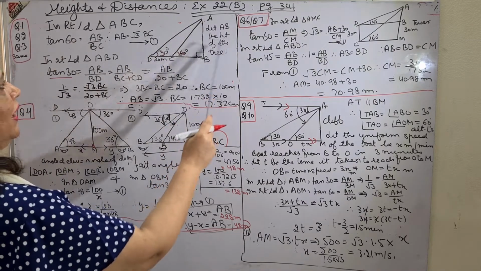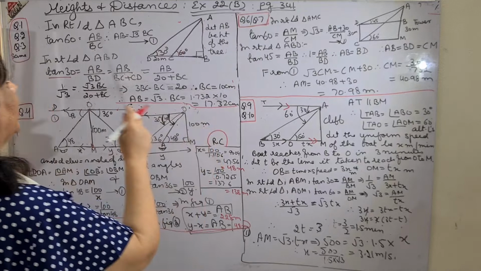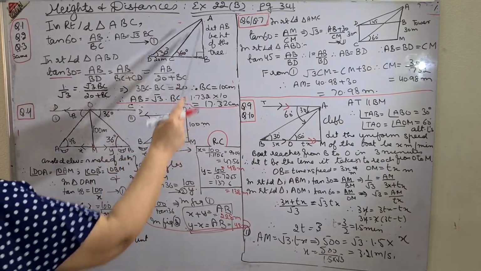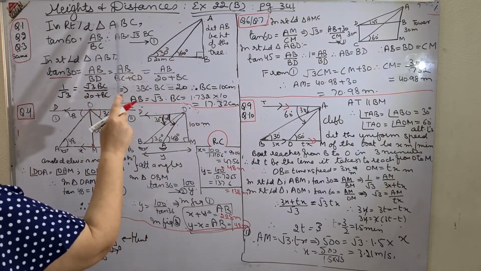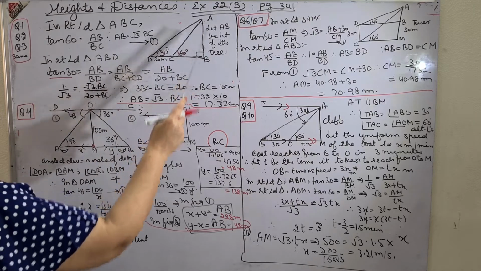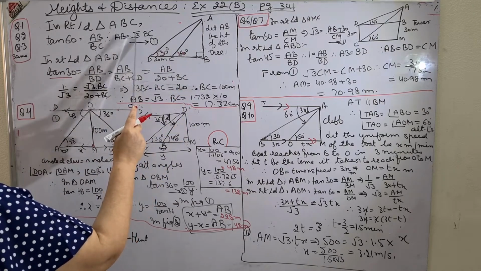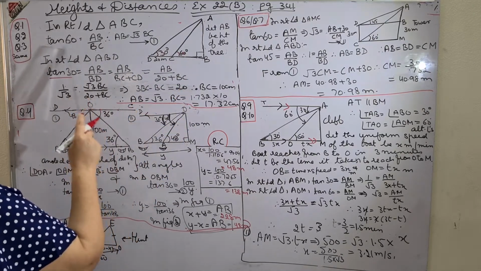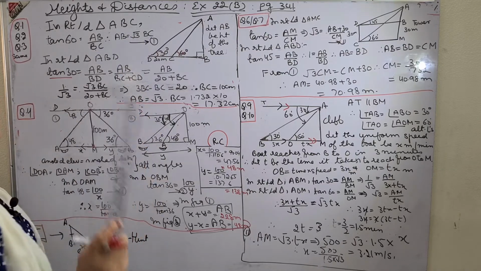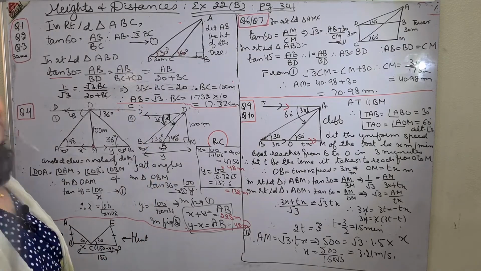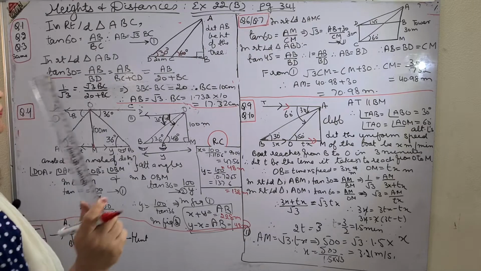So let AB be the height of the tree, and you know that in a right angle triangle you have to mention the right angle triangle. In right angle triangle ABC, tan 60 is equal to AB upon BC, or AB is equal to root 3 BC, where tan 60 is equal to root 3. You will get it from, of course, the log table which you will get in the paper.